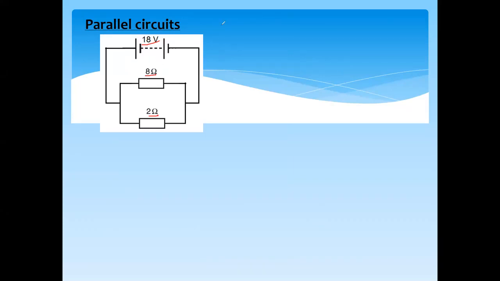So in parallel, which quantity is the same? If they are in parallel, what will be the same, voltage or current? The voltage will be the same across each component, and the current will divide in a parallel circuit.